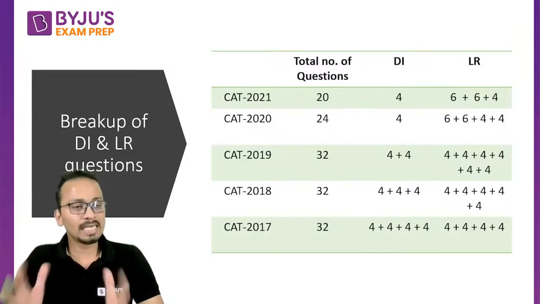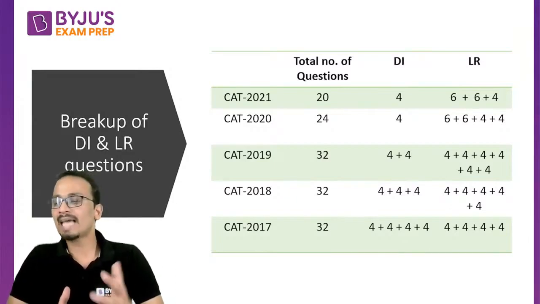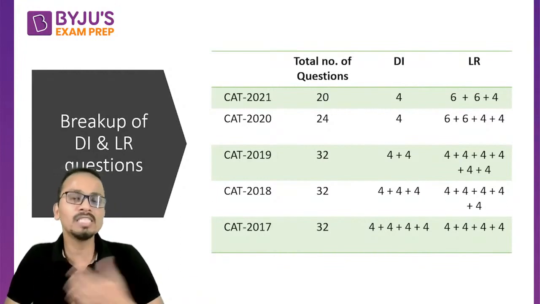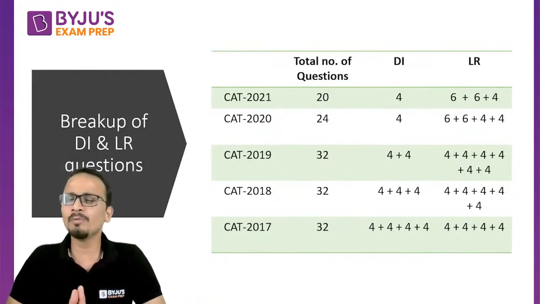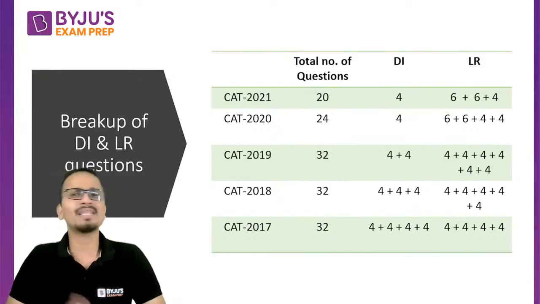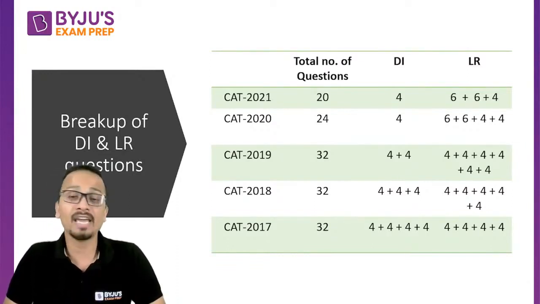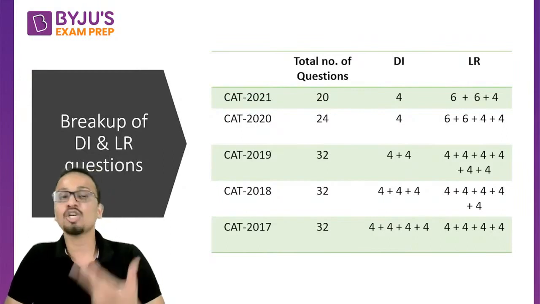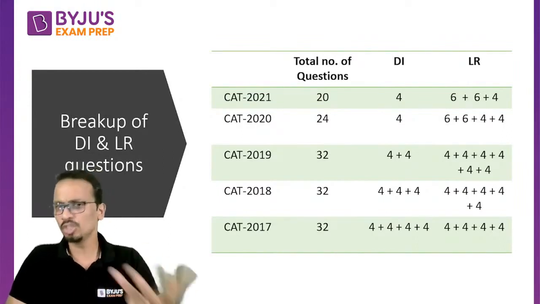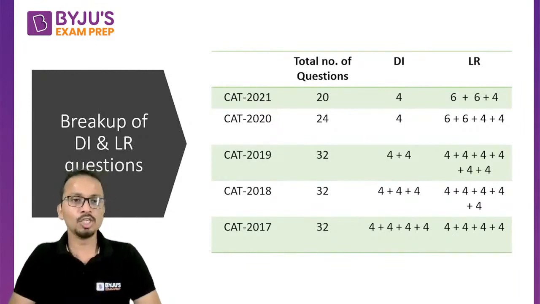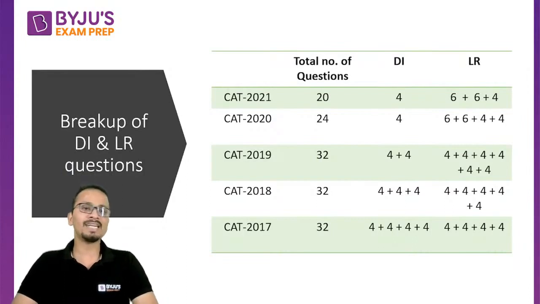Also, understanding these calculations, practicing these calculations, increasing your speed towards these calculations will not only help you in CAT, but will also help you in other examinations, specifically like the examination of IIFT, XAT, or Symbiosis, NMIMS. So in these examinations, you will find a good amount of sets that come on data interpretation. All right. So this was about the breakup of DI and LR questions.